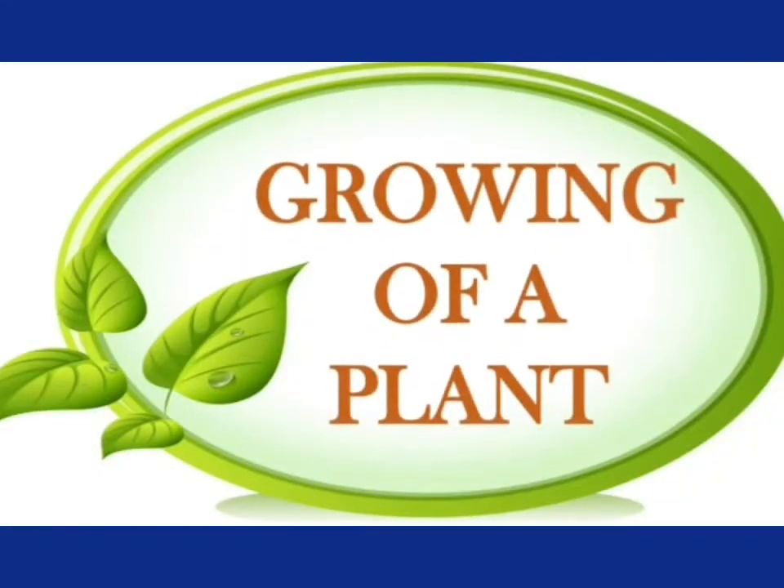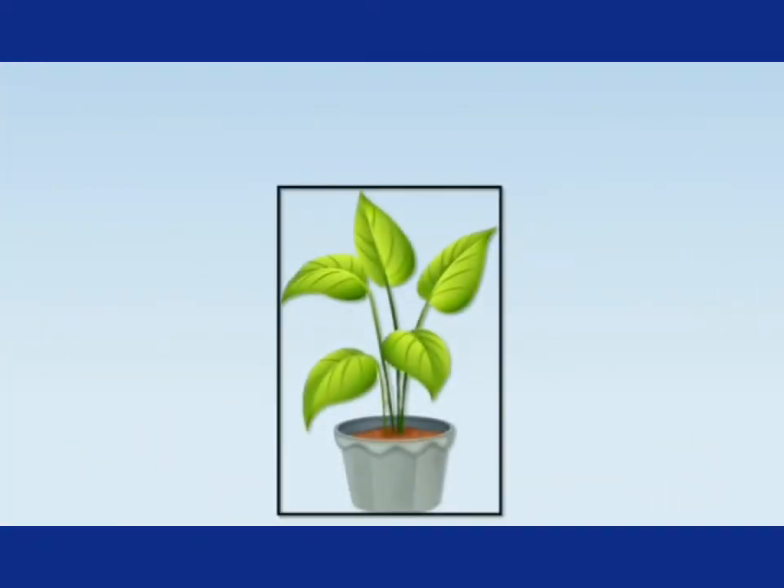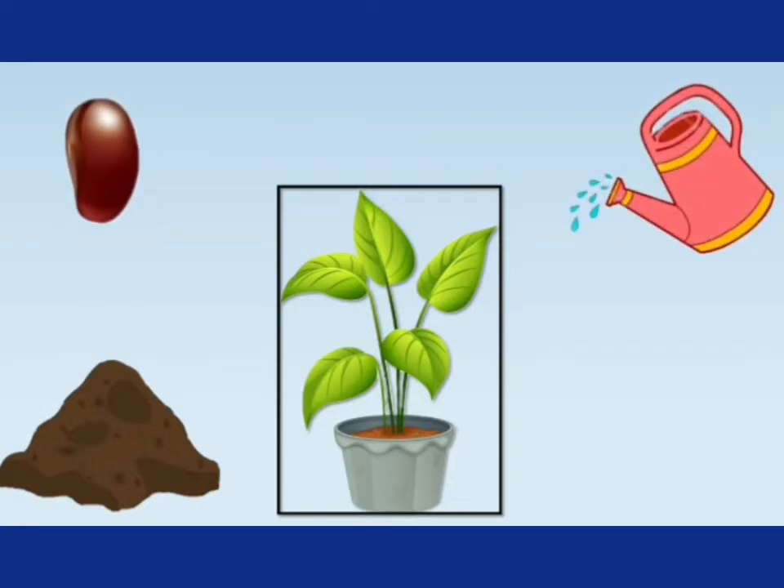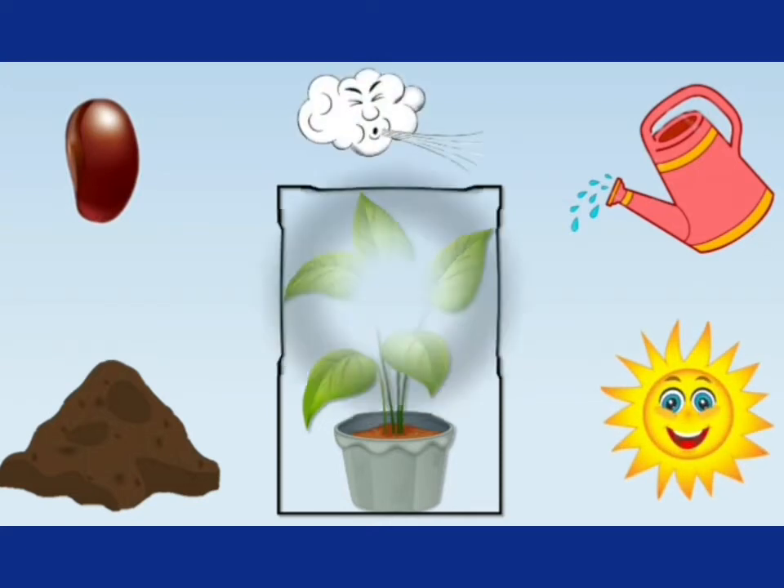Growing of a plant. So children, to grow a plant, we need soil or mud, seed, water, sunlight, and air. The life of a plant begins with a tiny seed.